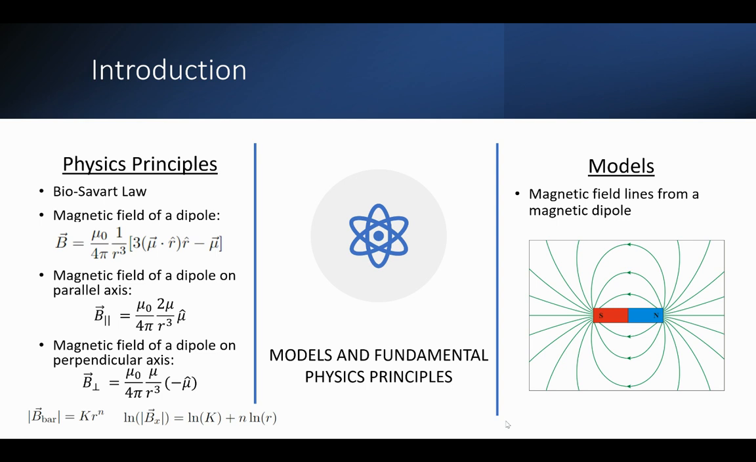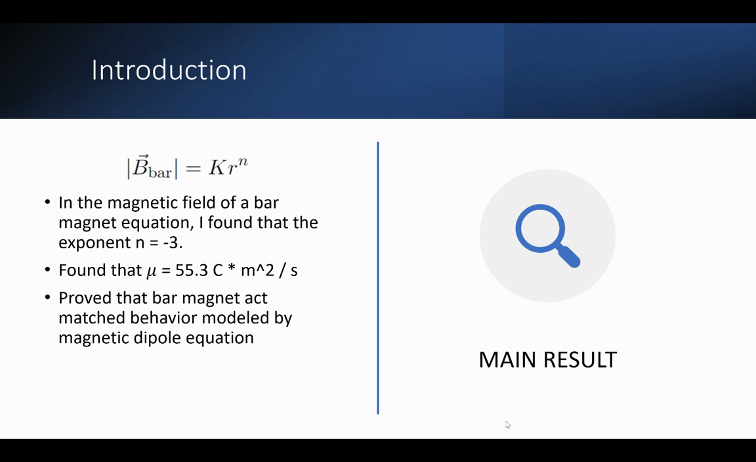which is defined as k times r to the power of n. This can also be written in terms of natural logs, as shown in the bottom left-hand side. To model the behavior of the bar magnet, I used magnetic field lines from a magnetic dipole, as shown in the bottom right-hand corner. The main result was that in the magnetic field of the bar magnet equation, I found that the exponent n equals -3. I also found that the mu of the bar magnet was 55.3 units, and then I proved that the bar magnet acted like it matched the behavior modeled by the magnetic dipole equation.